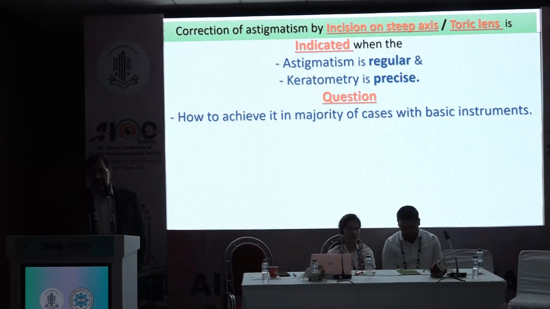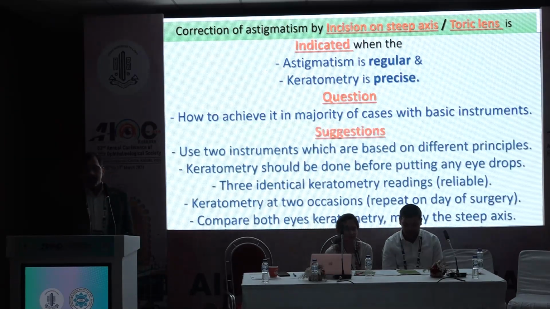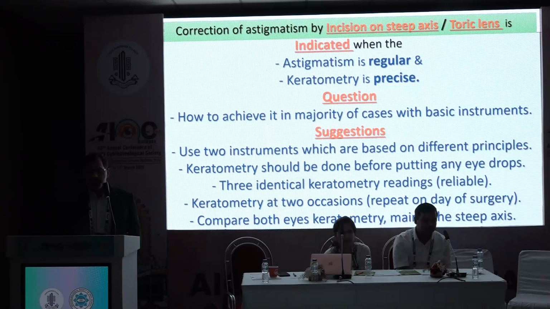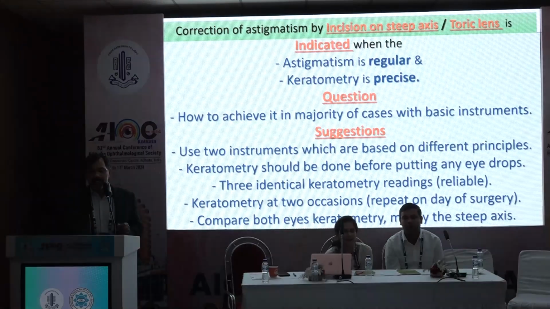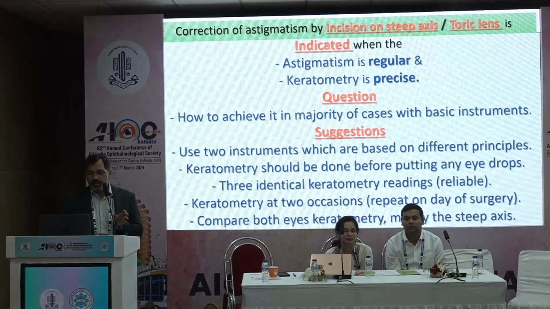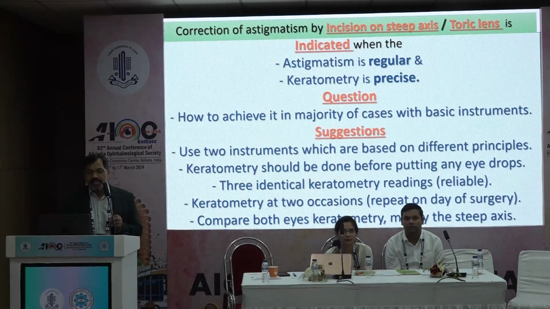So how can I achieve it in the majority of my cases with basic instruments, if I have only a manual keratometer and auto keratometer? There are a few suggestions. You have to use 2 instruments based on different principles. Keratometry should be done before putting any eye drops or before any contact procedure. 3 identical keratometer readings are considered reliable. There should be no difference in the axis, and no difference more than 0.5 diopter in keratometry, 0.1 diopter in the cylindrical power.